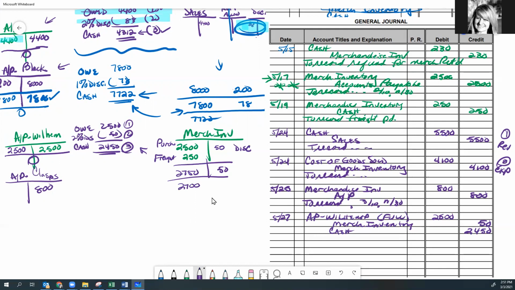And let's look at that. Is that correct? Well, we wrote a check, one check for $2,450. And then we wrote another check up here. Where was it? $250 up here. We wrote a check for $250. If we add these two together, they equal $2,700. And because we credited this discount to merchandise inventory, it properly reflects the amount that we paid for our merchandise.